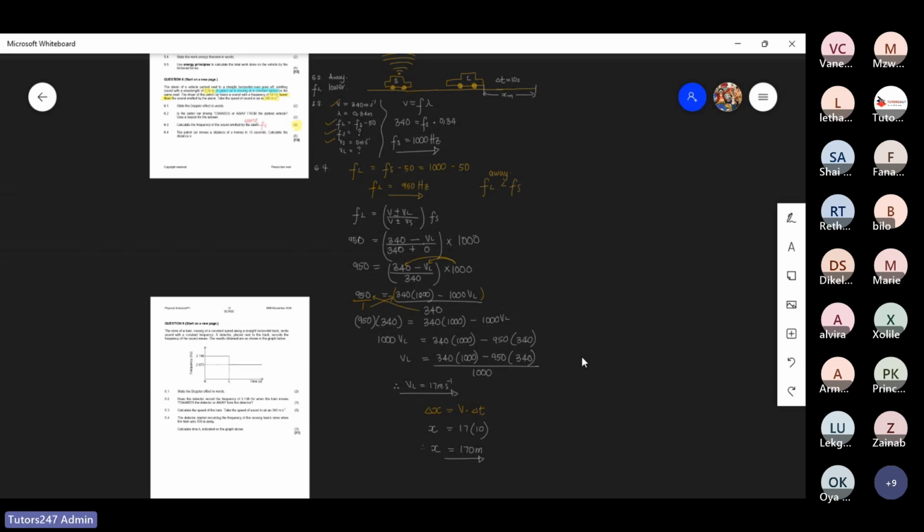We knew time was 10 seconds, velocity was calculated at 17. Therefore, we were able to get the distance that the patrol vehicle traveled, or the distance that the listener traveled, which was our value of x, as 170 meters.